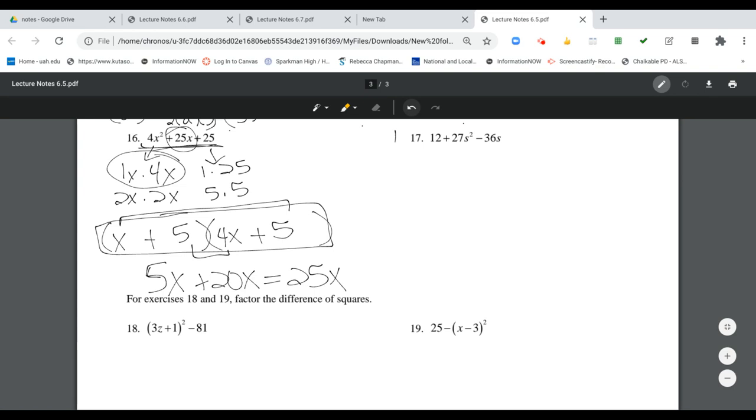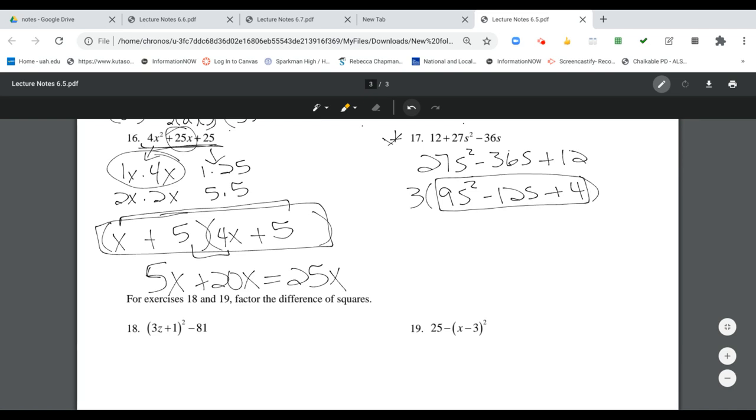All right, number 17. Not in the right order, so we're going to rewrite this in order. We're going to drop that 12 to the back, so it stays positive 12 on the end. I do have a common factor of 3. That leaves me with 9s squared minus 12s plus 4. Now, if I can factor it further, I'm going to try, but my focus is going to be right here for the moment because my 3 is already part of my answer.